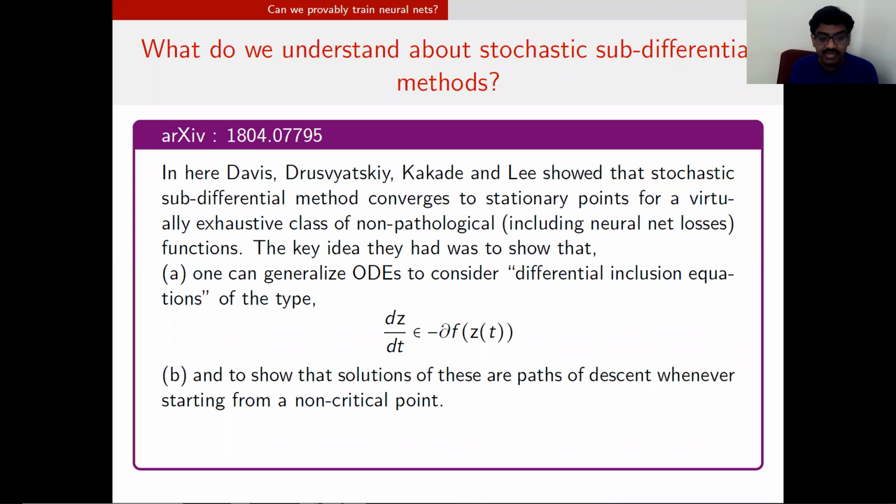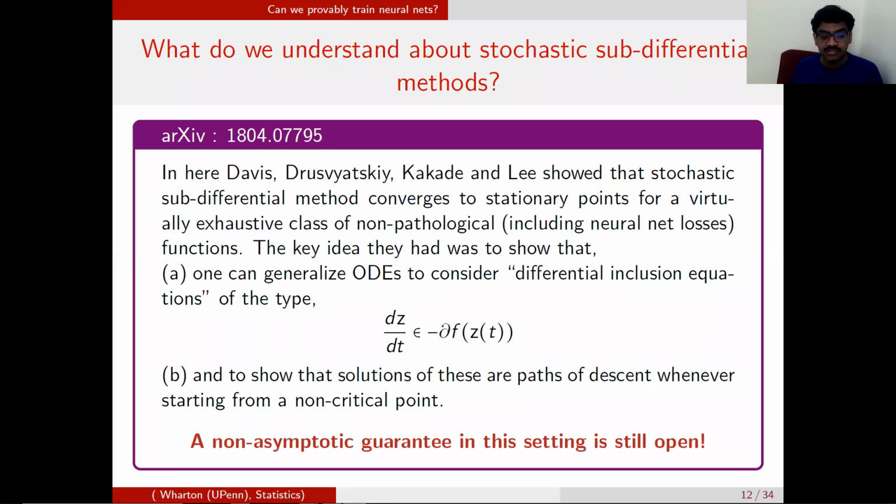And the key mathematical idea they used to come up with this proof was to generalize the idea of differential equations to differential inclusion equations, where you look at integral curves, which are solutions of dz/dt being an element of the negative of the subdifferential set at the point. If you generalize the idea of differential equations to subdifferential inclusions, then you get a framework to analyze how this works. And they also needed assumptions about paths of descent: there exist paths of descent from everywhere.